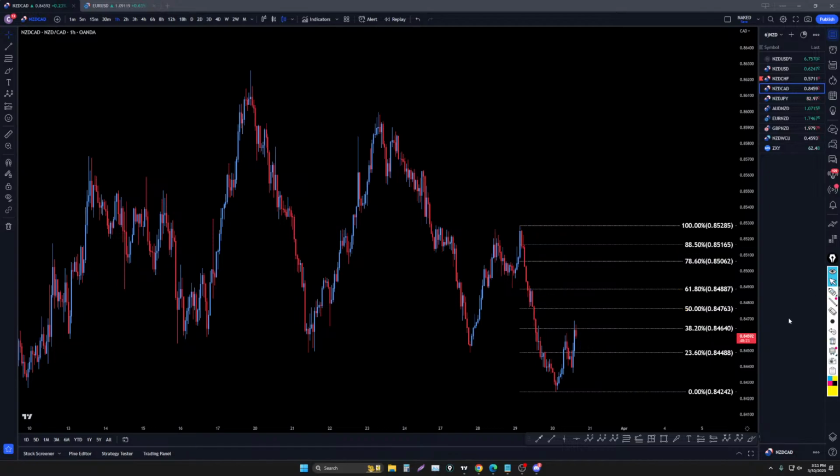So let's see here. We got natural gas. We got not natural gas, but the New Zealand Kiwi Canadian, that is. Let's go check out oil and natural gas.